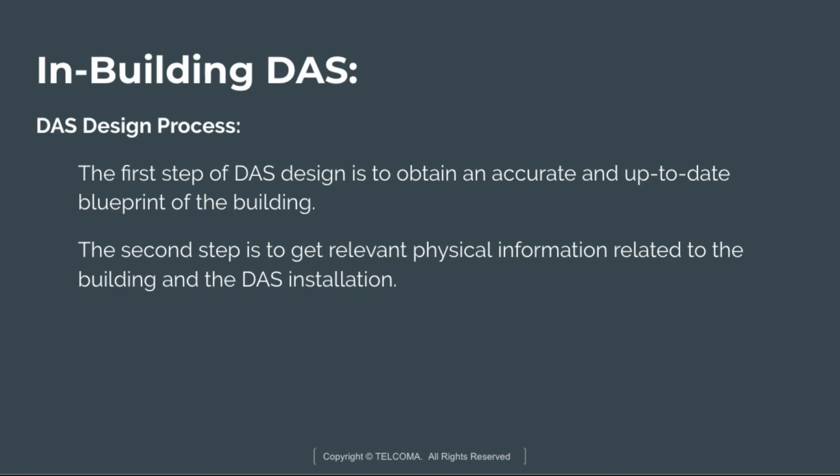The second step is to get relevant physical information related to the building and the DAS installation, like what kind of material was used for exterior construction, what kind of material was used for interior construction, drywall or concrete, is the building designed for a special application that may result in RF blockage, are there any restrictions on the cable runs and the antenna installation, and where will the head-end booster be located. The answers to all these questions will have a great impact on the coverage area that is provided by the DAS nodes. So these are the two steps of the DAS design process.